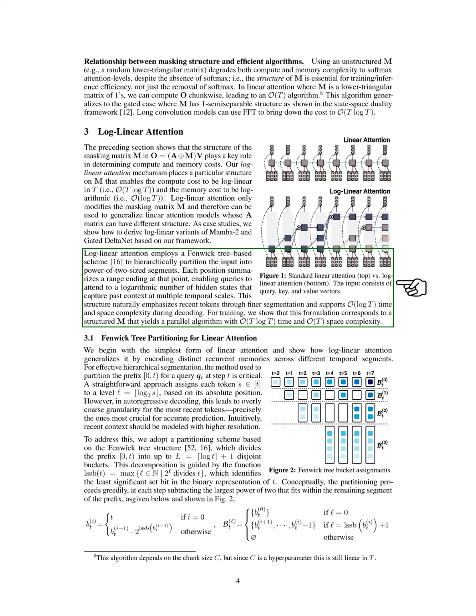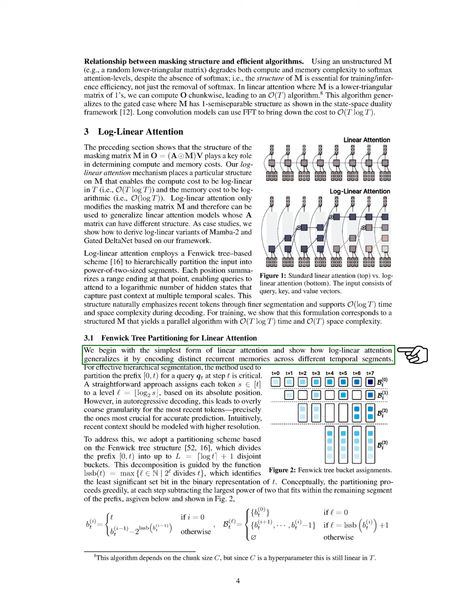We utilize a Fenwick tree-based method to partition input into segments of power of two sizes. This allows each position to summarize a range of past information, enabling queries to focus on a logarithmic number of hidden states. This structure emphasizes recent tokens and supports efficient decoding. For training, we show that this formulation corresponds to a structured masking matrix that leads to a parallel algorithm with favorable time and space complexities.